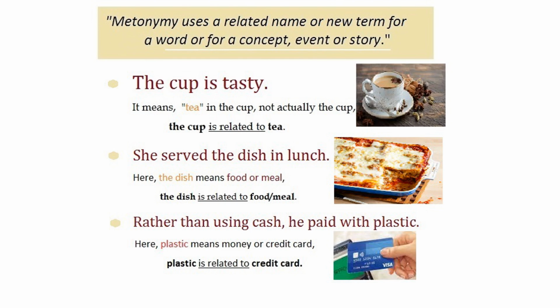Let's see some examples. The cup is tasty. It means tea in the cup, not actually the cup. The cup is related to tea. The cup is not actually tea but related to tea. She served the dish in lunch. Here, the dish means meal. The dish is related to meal or food.